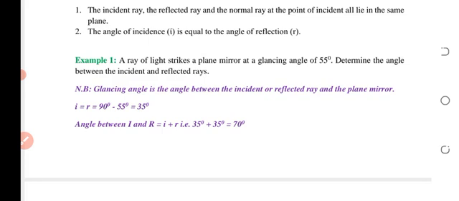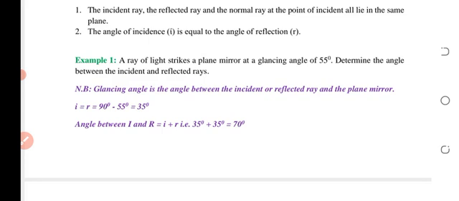Okay, now moving away from this, let's quickly consider one example using the second law of reflection. The question here says a ray of light strikes a plane mirror at a glazing angle of 55 degrees. We have to determine the angle between the incident ray and the reflected ray. What is a glazing angle? This is the angle between the incident or reflected ray and the plane mirror.